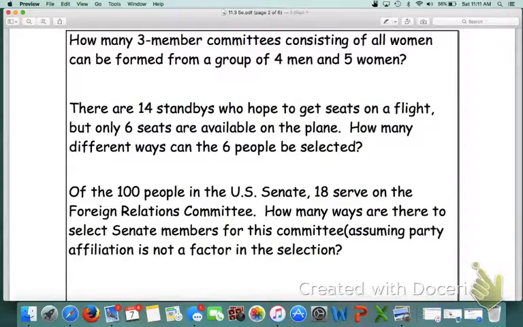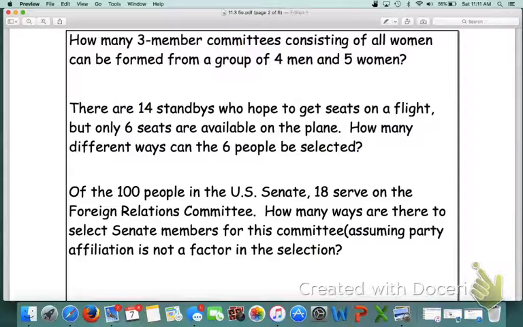The next example asks us about committees. Committees is another one of those items that I mentioned in the beginning that will use a combination. This says how many 3-member committees consisting of all women can be formed from a group of 4 men and 5 women.